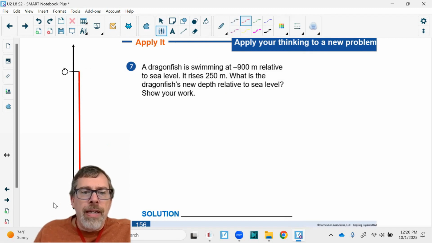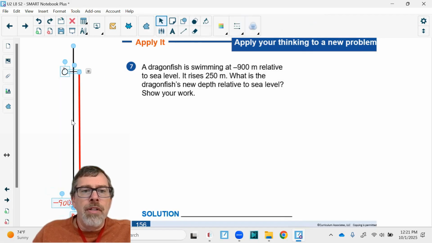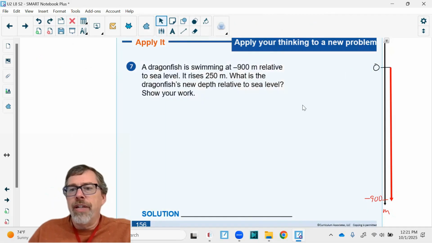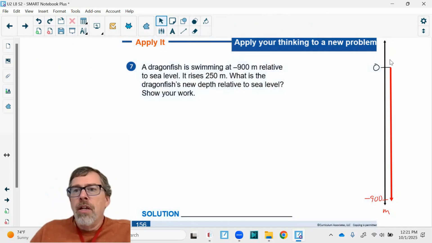So right here, we're at negative 900 meters. Okay, I'll just put a little m there. So we're talking about meters. Oh, by the way, I am writing behind my back. So let me move all of this over. I'm going to do this over here. Okay, sorry about that. Forget that my head is in the way. So here is our number line. Here is 0. Here is negative 900 meters. So that is the depth of the fish, okay?